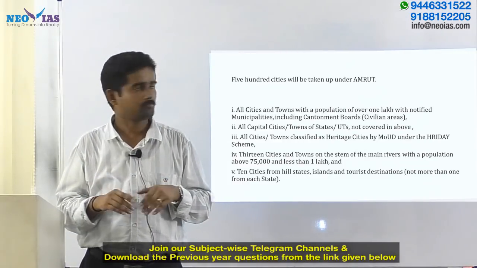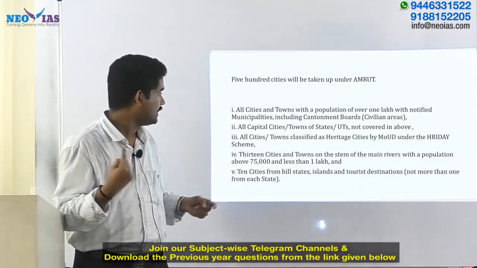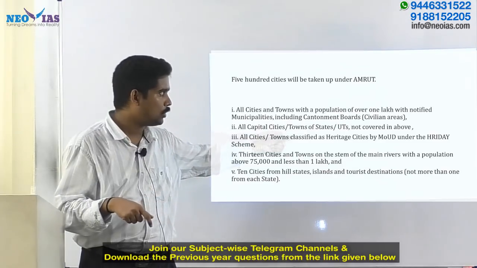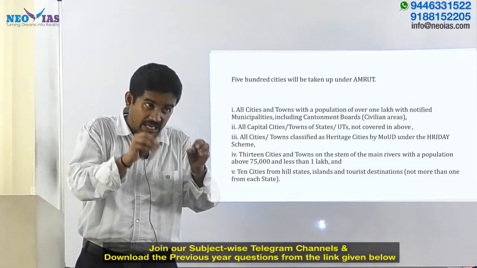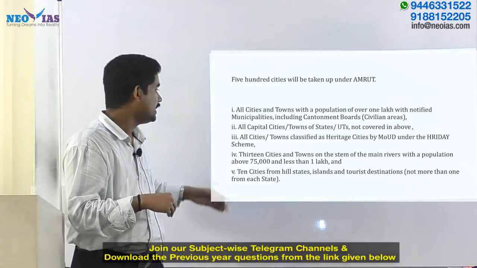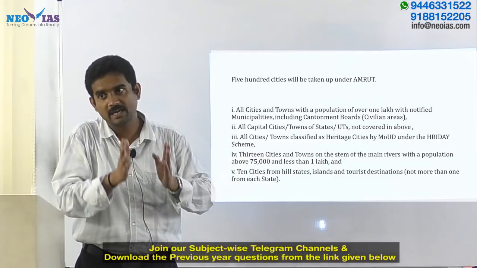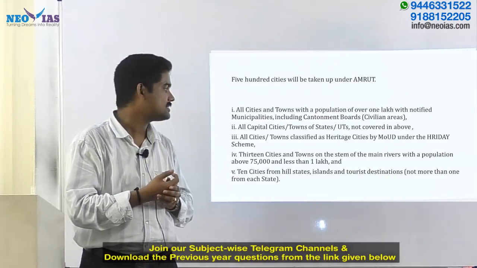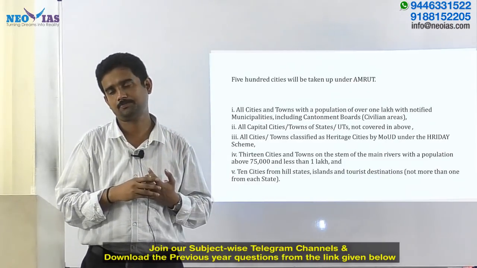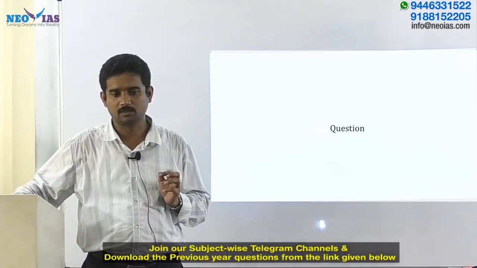That is it. So the 5 categories include all cities and towns with a population of over 1 lakh. Then all capital cities and towns of states or union territories which are not covered under this. All the towns which are classified as heritage cities. Then 13 cities and towns on the stem line of the main rivers, and the last one is 10 cities from hill states, islands and tourist destinations. We will now quickly go and see a question pertaining to Amrut.